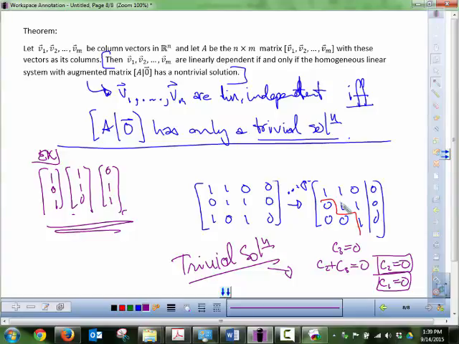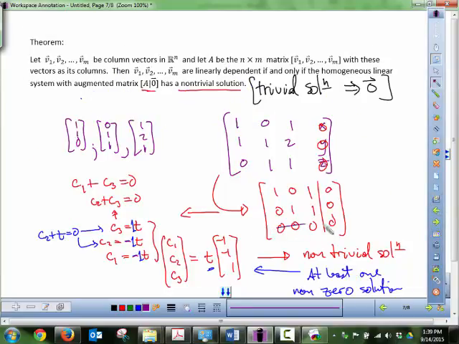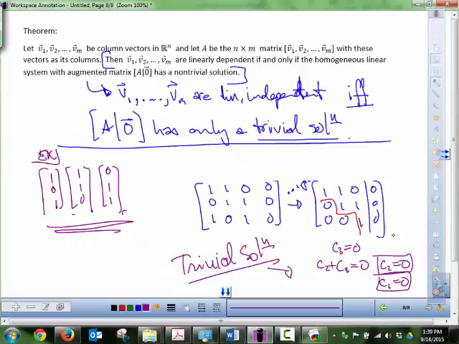Okay? So basically, if you can row reduce and keep all the columns here, no zero rows, then you have independent vectors. If you row reduce and then you come up with a row of zeros, then those vectors must be dependent. All right? Any questions? Okay.